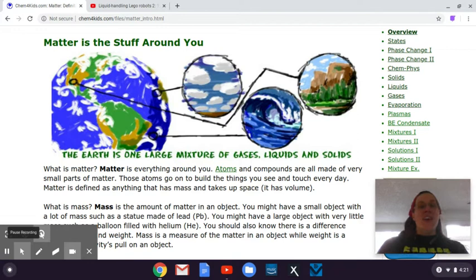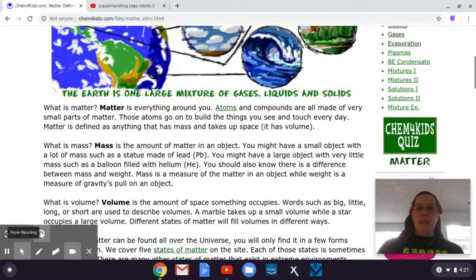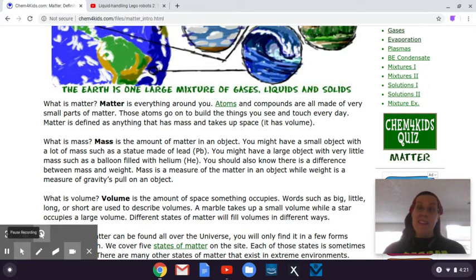So matter is the stuff that's all around you. Let's read a little bit about this so that we can get an idea of what we're talking about when it comes to matter, and then we'll go into the different states of matter.